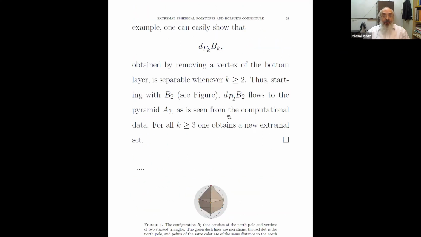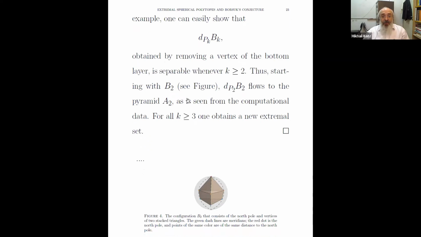So for example, let me give you an example of a deletion. If you start with this stack, the first non-trivial stack, and you delete one of the bottom points, and then you apply the gradient flow, then what you get is a pyramid. Now, a pyramid is not a very interesting configuration. We already had it in the family A_k. You get a pyramid on a pentagon. But for all other k, for k bigger than or equal to 3, if you start with B_k, you get a new configuration. Pretty soon we will try to see some pictures of the configurations that you get.